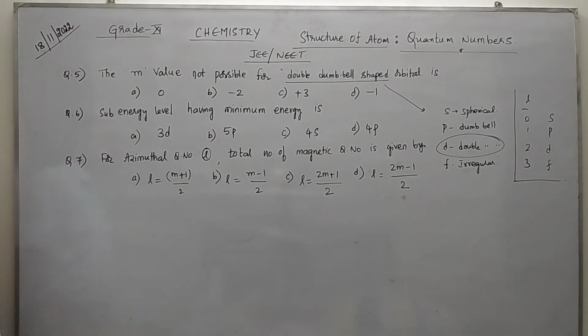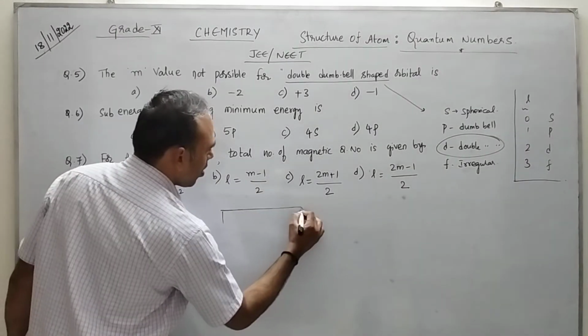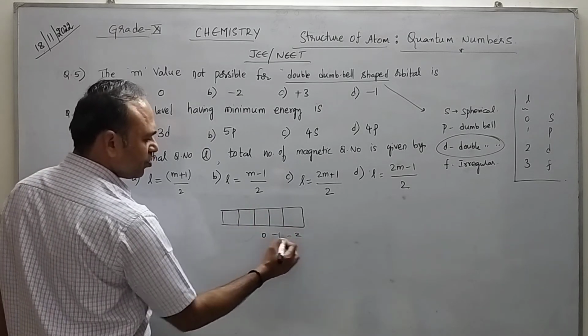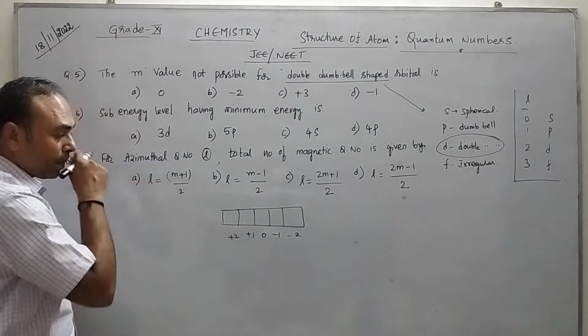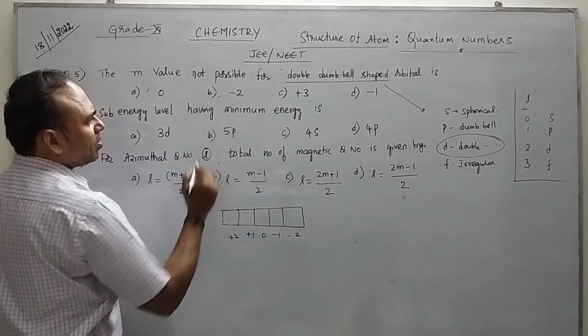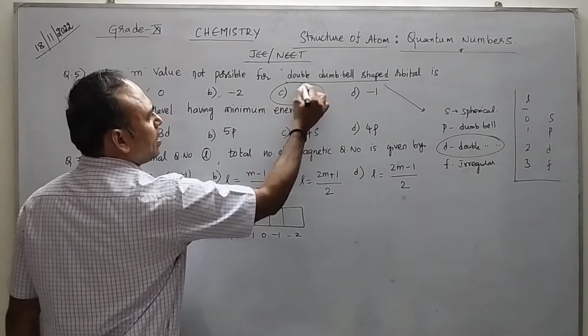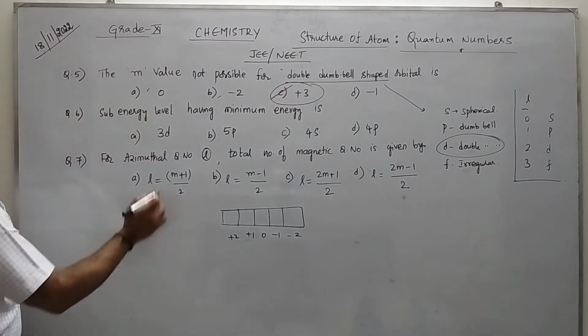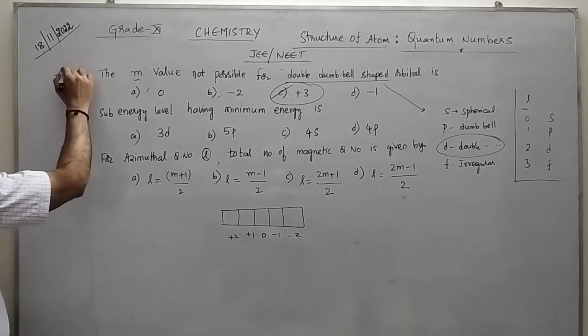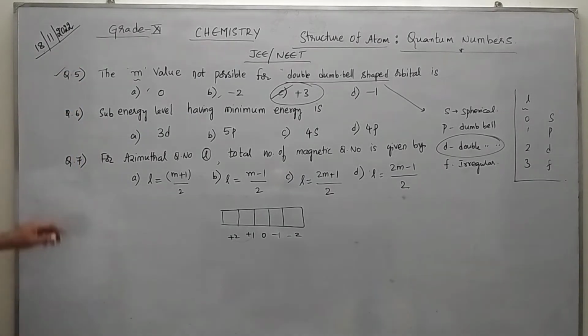Now what are the values which are not possible? If you draw the box diagram, you can write like this: 0, minus 1, minus 2, plus 1 and plus 2. So 0 is possible, minus 2 is also possible, but plus 3 is not possible. So here the m value which is not possible is plus 3. Hope you have understood the 5th question. Now let us move to the 6th one.